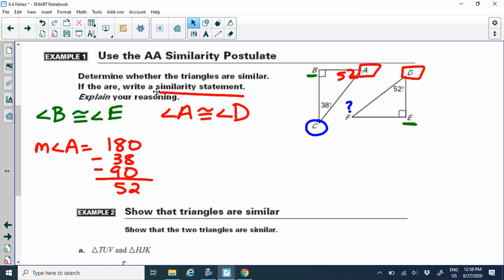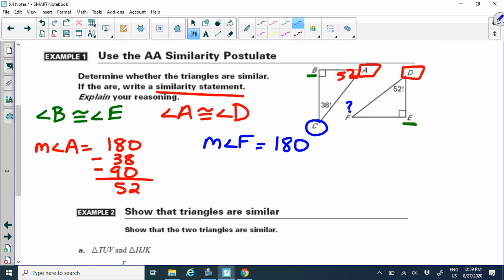Now let's say you didn't go for angle A. Instead, you try to figure out what's angle F. Let's try that. I just want to show you all the ways you can do this. Let's measure angle F. Now let's use a triangle, right? We have 180 and we subtract 52 and then also 90. If we put that in your calculator, we should get 38. If angle F is 38, isn't that the same as angle C? So we can also say that angle C is congruent to angle F. So you can also show that idea.